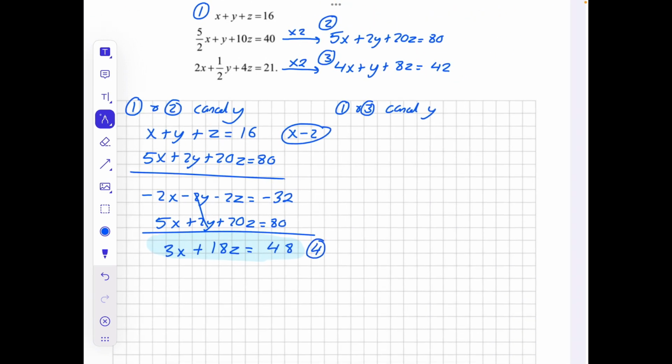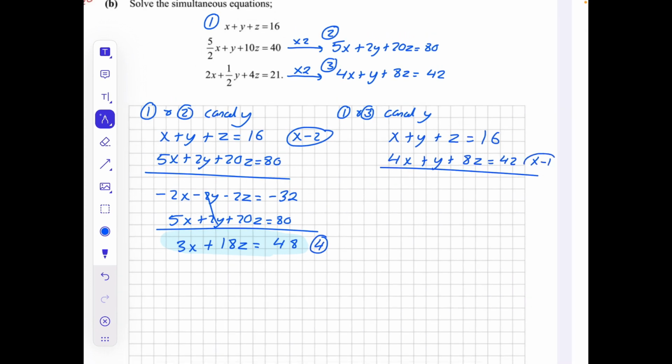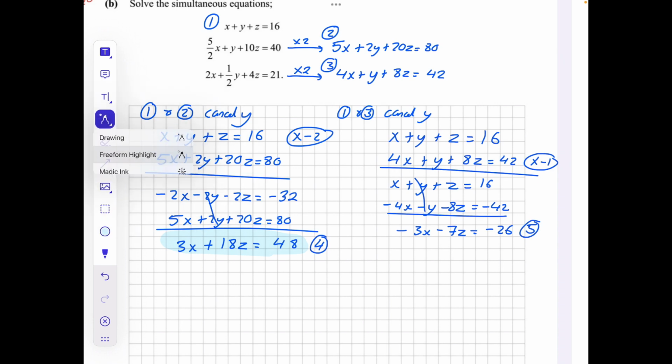Okay, now I'm going to do 1 and 3 and cancel y. So again, x plus y plus z is equal to 16. And equation 3 without the fraction is 4x plus y plus 8z is equal to 42. To get something to cancel, I need a positive y and a negative y. So I'm going to multiply all the bottom line by -1. Okay, so x minus 4x is -3x. Y's will cancel. Z minus 8z is -7z is equal to 16 minus 42 is -26. And that's my equation 5.